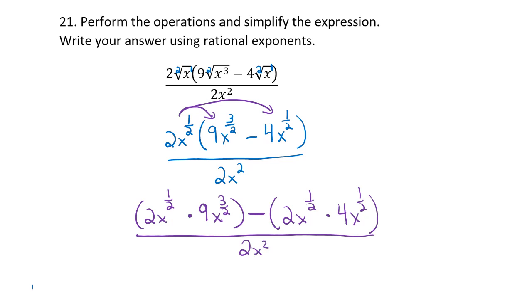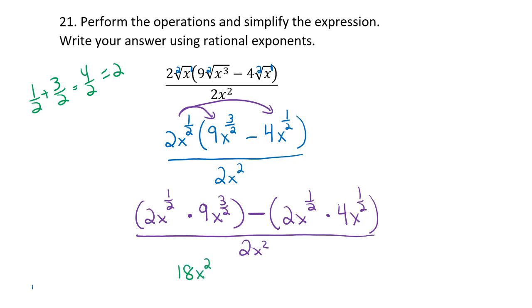And so when we multiply, we do add the exponents. So 1/2 plus 3 over 2, I'm going to go off to the side, 1/2 plus 3 over 2 is 4 over 2, which is a 2. So when I multiply together, I'm going to get an exponent of 2. So 2 times 9 is 18x to the second.